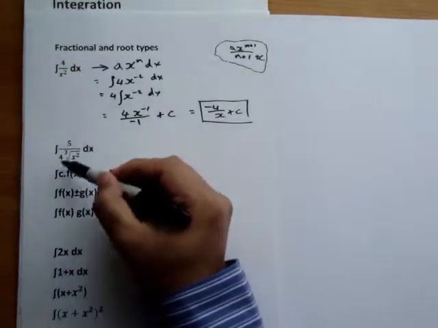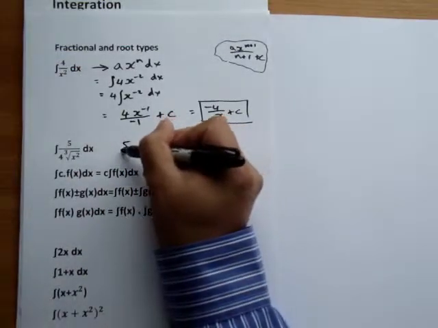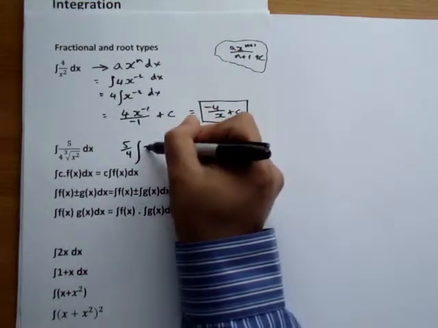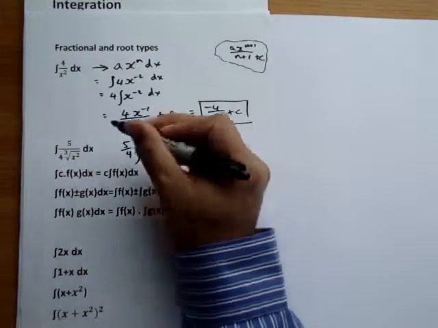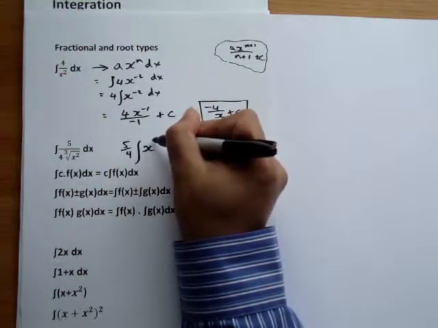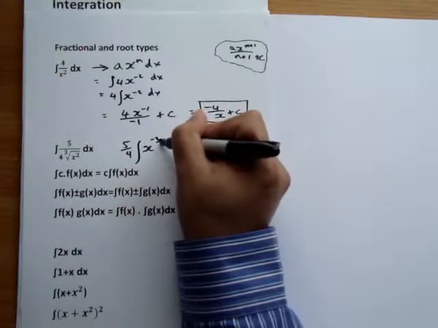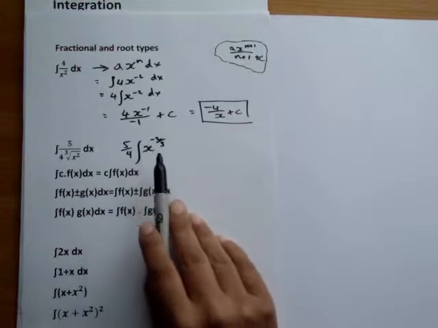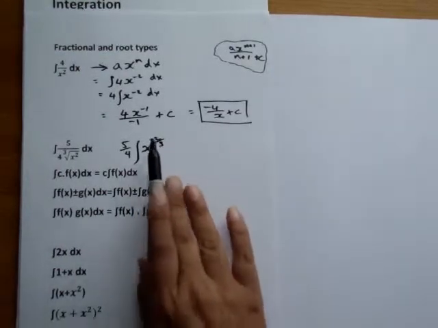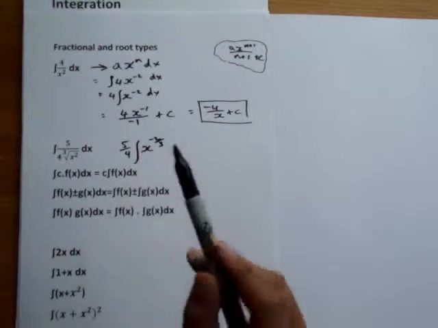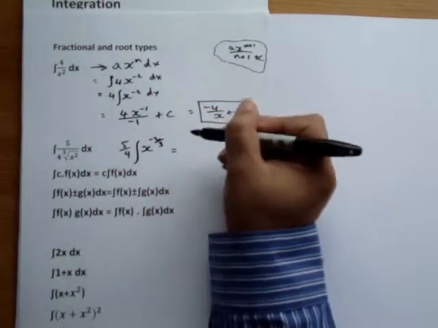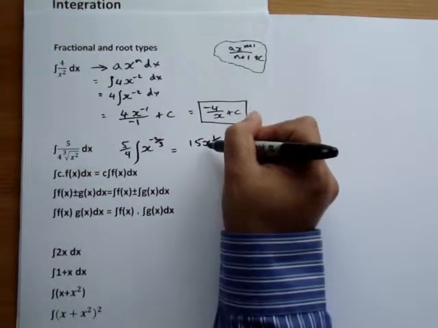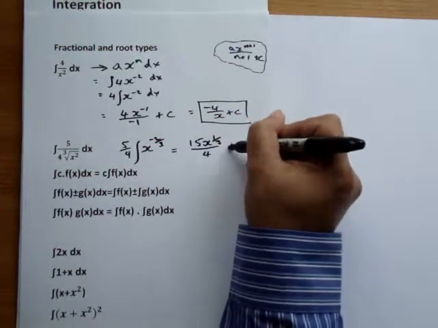In this case our constant is 5 over 4, so we take the 5 over 4 outside the integral sign, and then we have x to the minus 2 over 3. It's the cube root of x squared, and the minus stands for 1 over, so it's x to the minus 2 over 3. And when we integrate that, we get 15x to the 1/3 over 4, plus c.